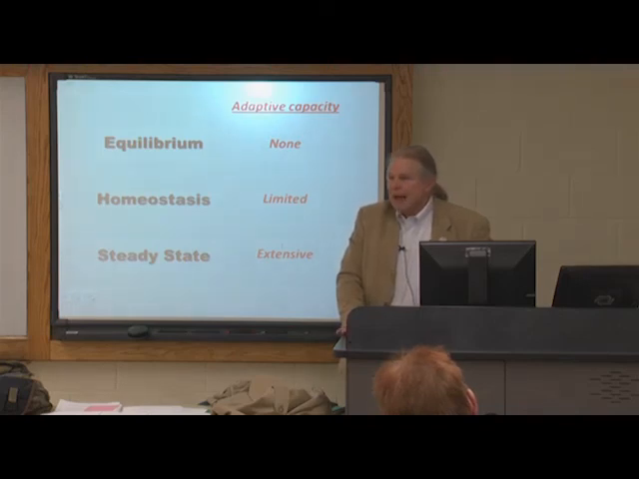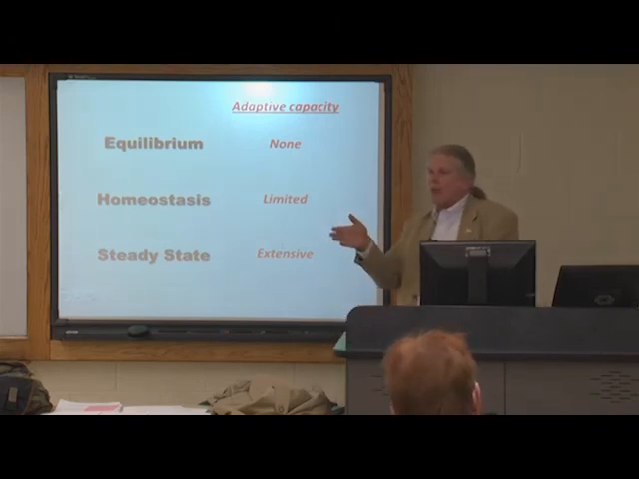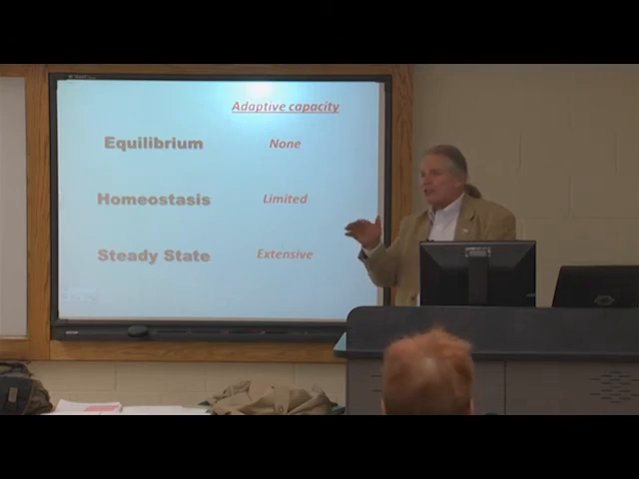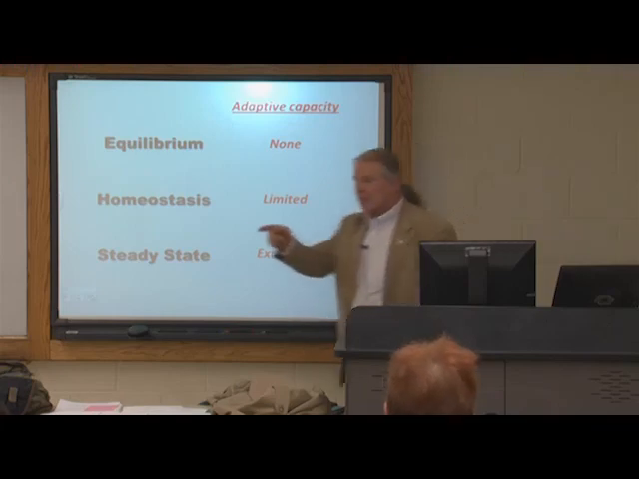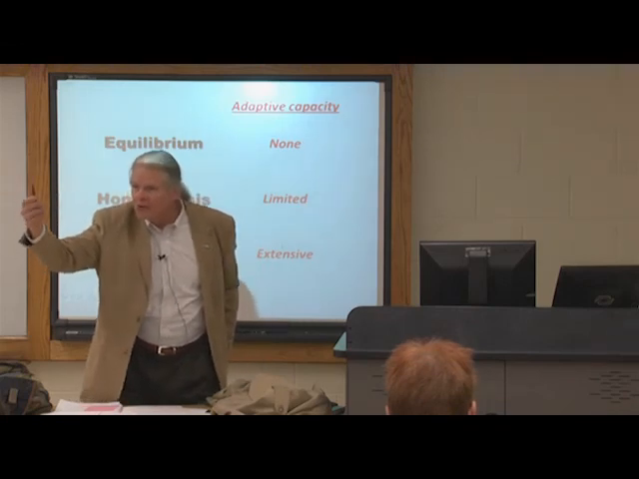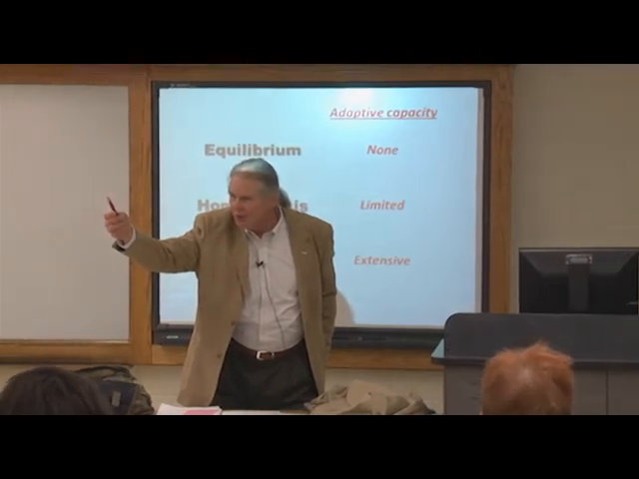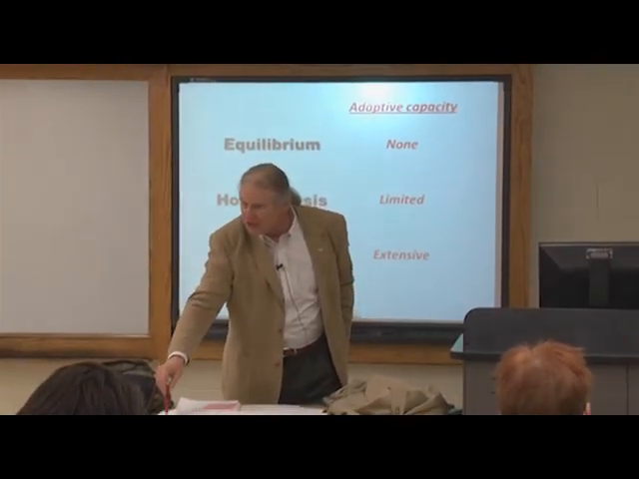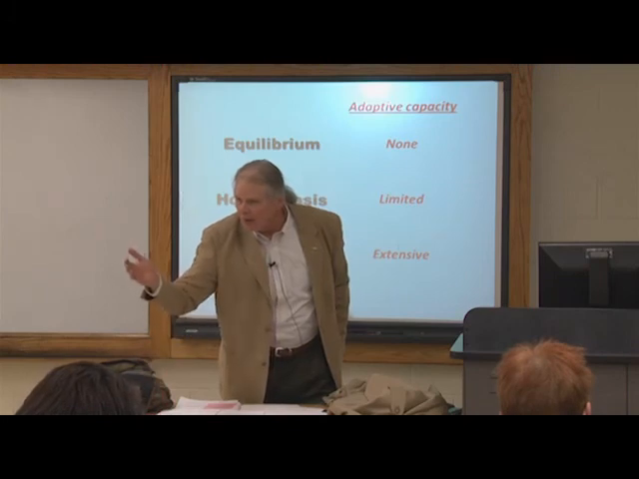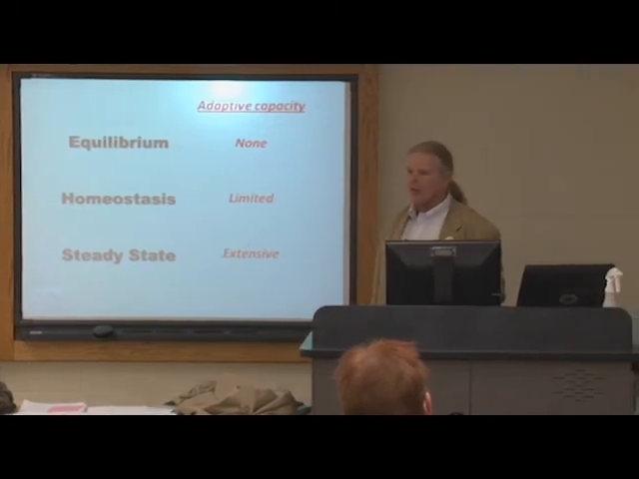Now, how does this relate back to complex adaptive systems? The concept of equilibrium is entirely appropriate when we're talking about systems that have no adaptive capacity at all. This pen has no adaptive capacity at all. There's no capacity for homeostasis. There's no capacity for steady state. But it does have mass. It is acted upon by gravity, right? We can talk about a balance of that kind of thing. There's no adaptive capacity here.